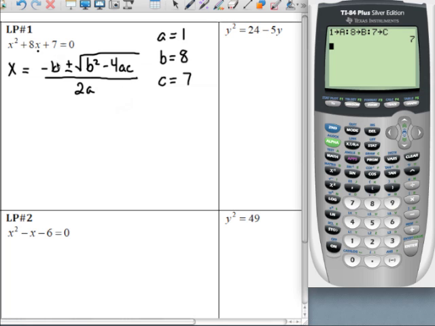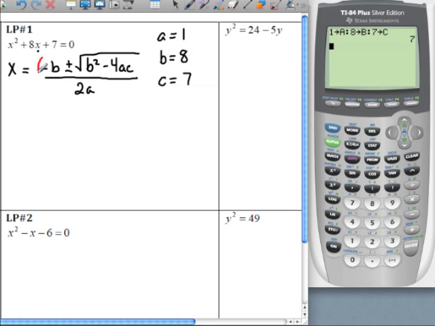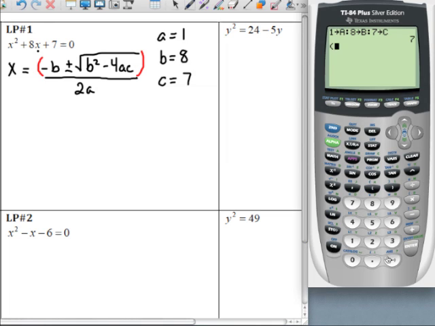If you want to enter this all at once, you need to use parentheses around your top. So I'll put down a parenthesis, negative b, plus. Now I'm going to do one calculation at a time. I cannot do the plus or minus all at once, so I'm going to do the plus first, write down my answer, and then I'll do the minus. So I have negative b plus the square root.